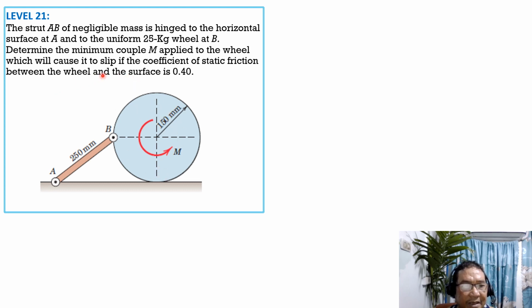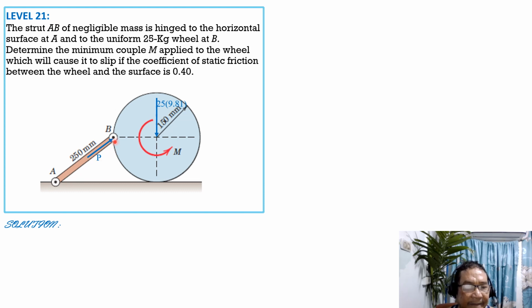So it is about to slip, or the wheel is on the verge of slipping. So we have to apply for the solution the weight 25 times 9.81. Then we have the force P. The effect would be compression on AB. We'll call that P. There are two components.